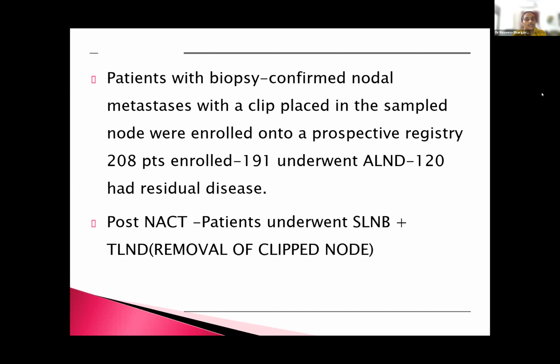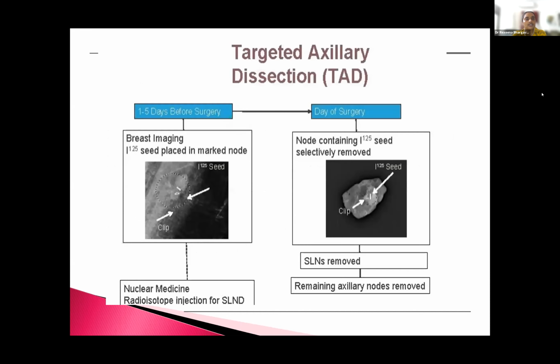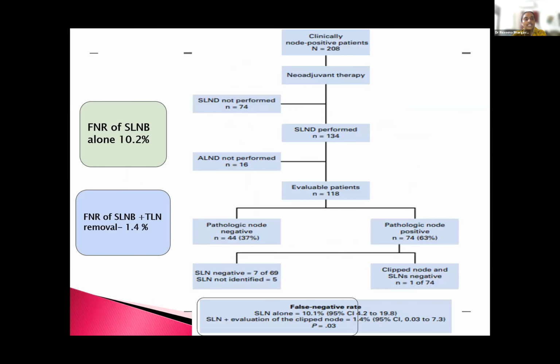So post chemo, all these patients underwent an SLNB plus a targeted lymph node dissection. So this is the patient, as you can see, the clip was placed and then an iodine 125 seed was placed to identify these nodes intraoperatively. And this is the specimen radiograph of the same. So when only SLNB was done, the false negative rate was 10.2%. But when a targeted axillary dissection was done, the false negative rate was only 1.4%.